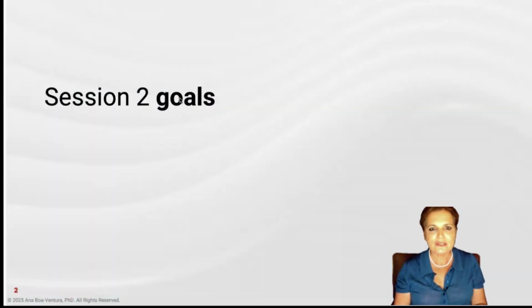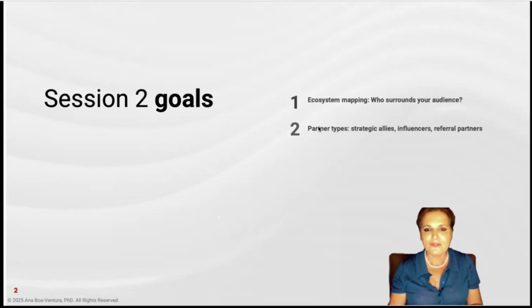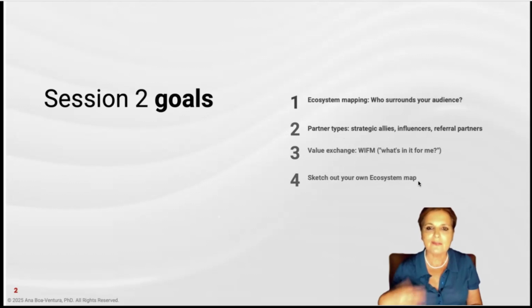And the goals of session 2, so not only 2A, which you're doing today, but also the next one, 2B, are ecosystem mapping, who surrounds your audience. This is what we'll be talking about today. We're going to talk about partner types, strategic allies, influencers, referral partners. We'll continue with the value exchange, the so-called WIIFM, what's in it for me. And then I will ask you to check out your own ecosystem map. In fact, we are going to start doing this exercise today, but this will also be addressed in your worksheet too. You'll receive some guidance to do so.